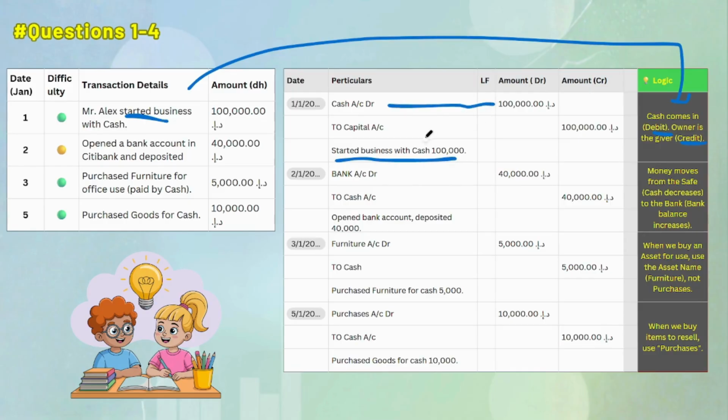On January 2nd, he opens a bank account. He moves $40,000 from the cash safe to the bank. So the bank balance goes up, debit bank. The cash balance goes down, credit cash.